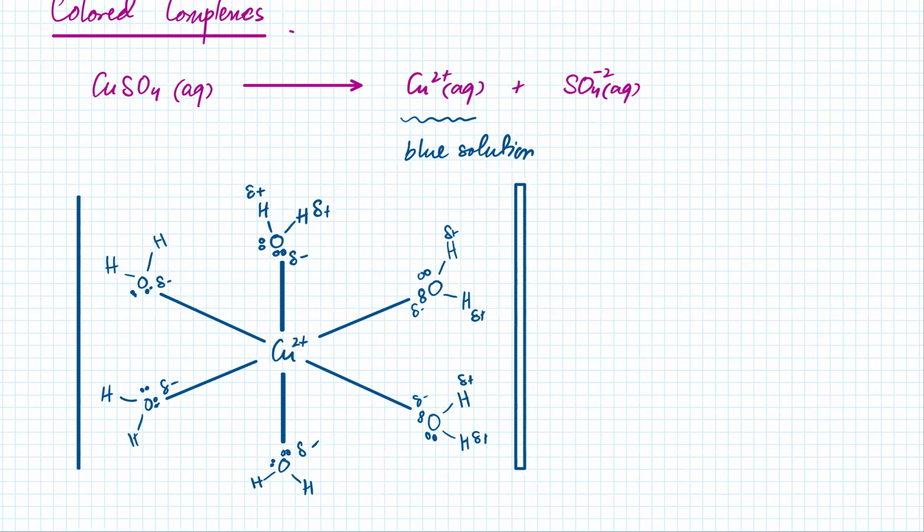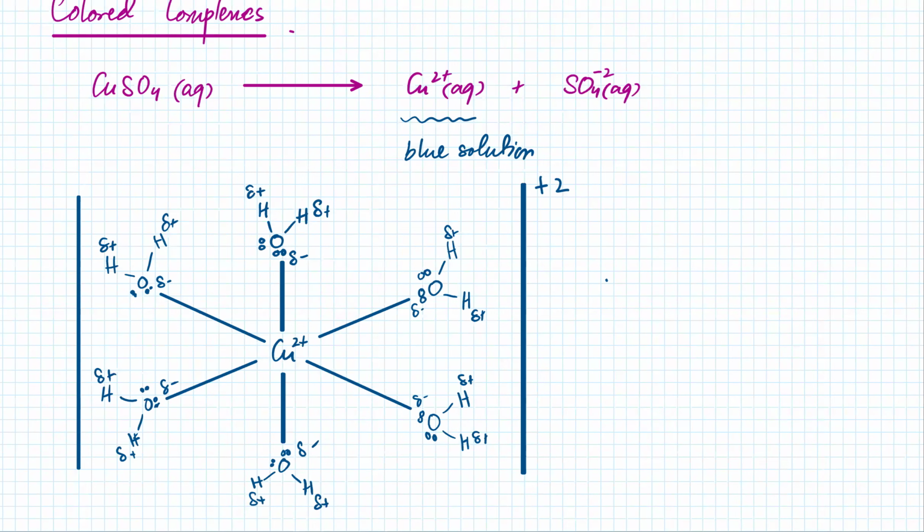What is the overall charge on the entire thing? The overall charge would be +2. Why? Because the water molecules are all neutral, but the copper in the middle has a +2 charge. So the overall charge is going to be +2.